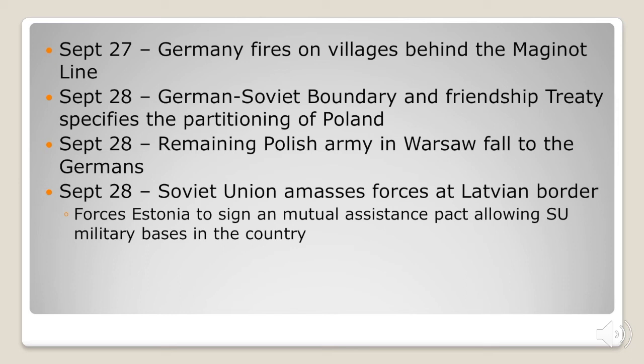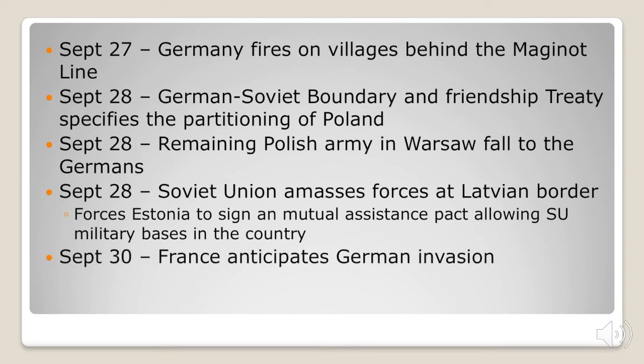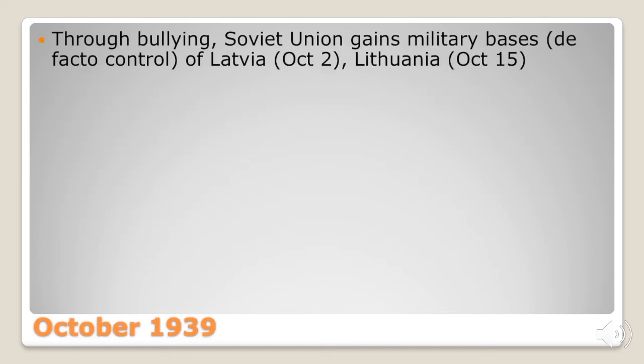September 30th, France anticipates a German invasion. So by the time we get to this point, basically, the Soviet Union is able to gain control of the Baltic states and establish military bases in Latvia and Lithuania. They already did that in Estonia. And so this essentially meant that the Soviet Union has the lands back that she had lost at the end of World War I to Germany in the Treaty of Brest-Litovsk.